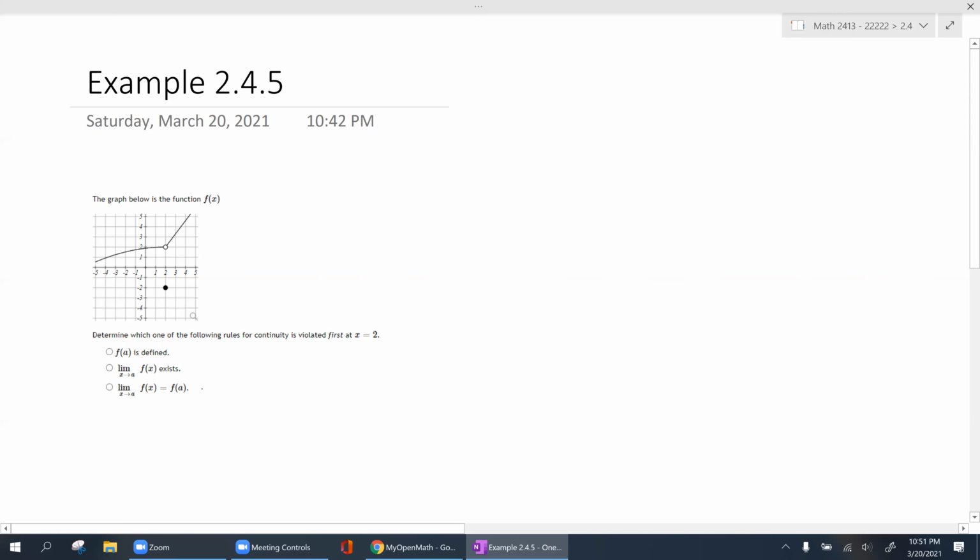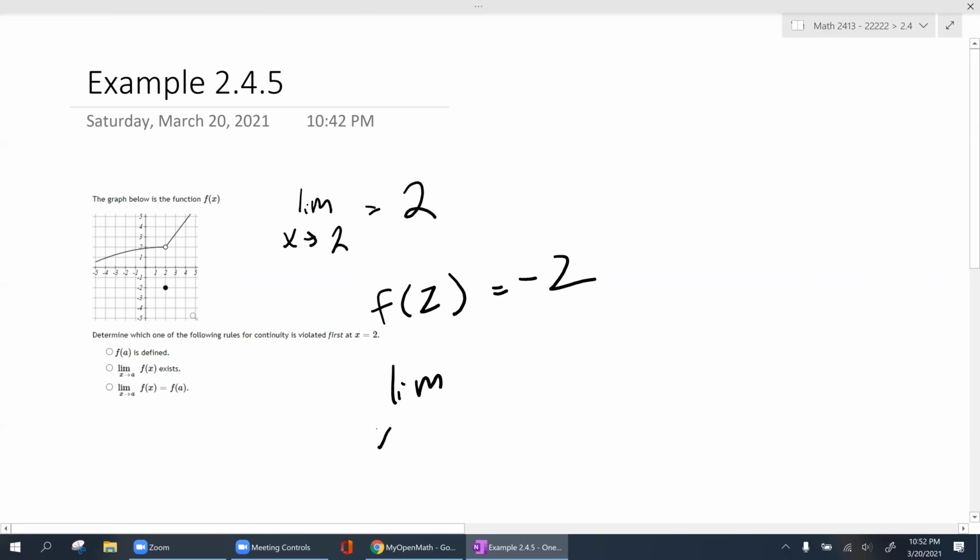But the bottom one says that the limit as x approaches a is the same thing as the function at a. It's not, right? So at x equals 2, the limit as x approaches 2 from both sides narrows down on 2, and then f at 2 gives me -2, the solid dot. These are not equal. So you would choose this one as your answer.